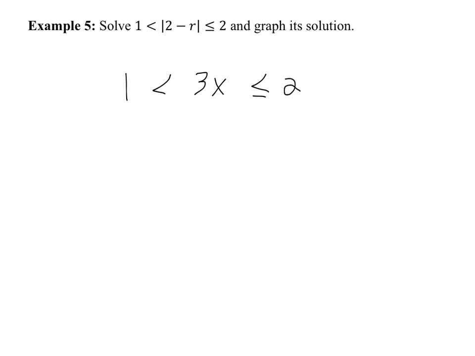And we did this in the last chapter. What would you do? Split it up, you go 1 is less than 3x. And a separate one, 3x is less than or equal to 2. Yeah, and this would be an and statement, right? Remember that? So that's how we would break this up.